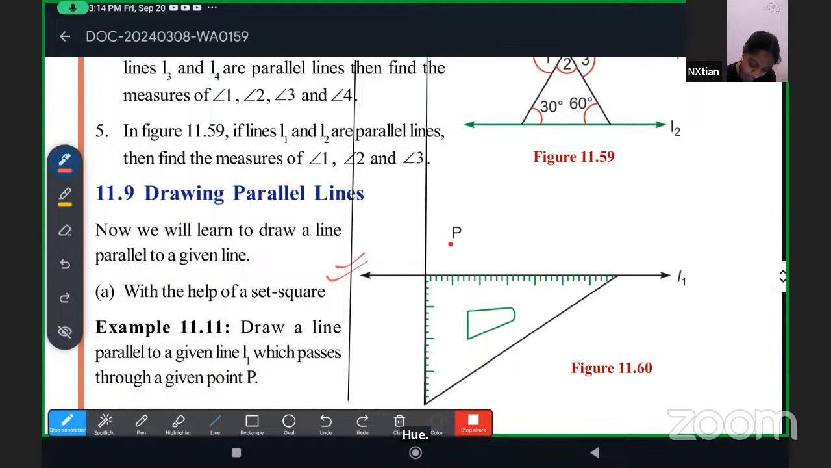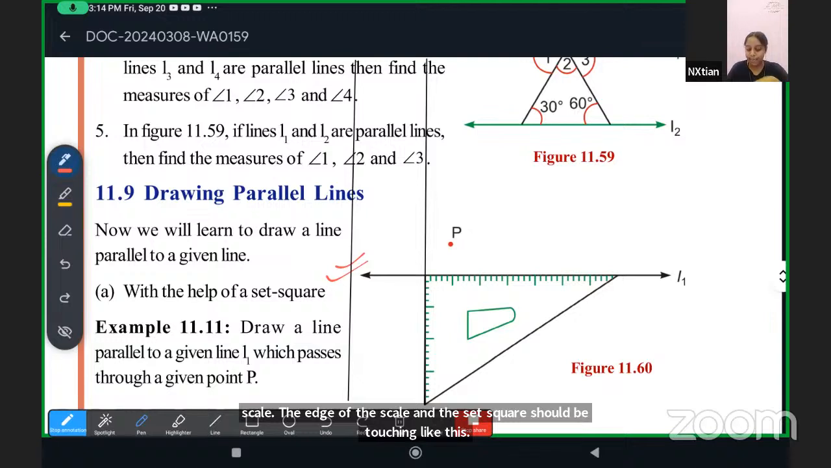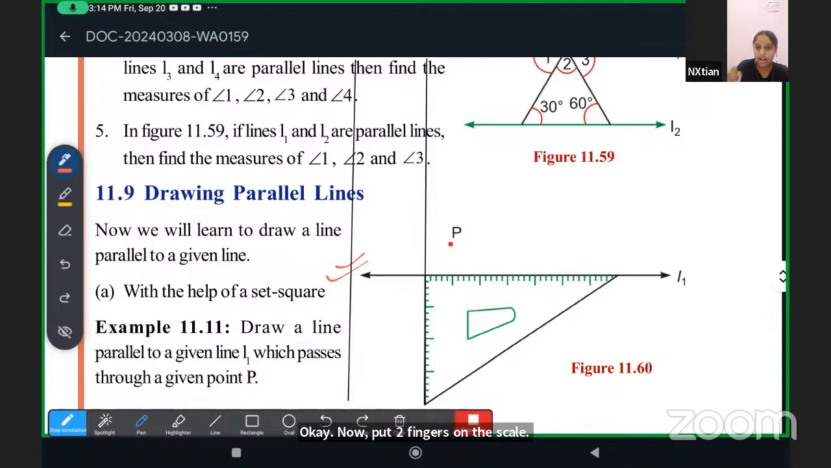This is a scale. The edge of the scale and the set square should be touching like this. Now put two fingers on the scale and slide the set square up until it touches the P point. I'll draw and show you what it will look like.